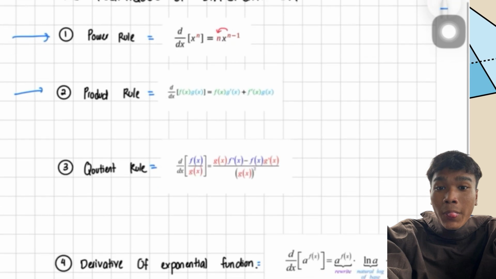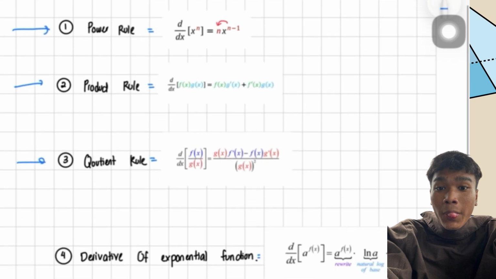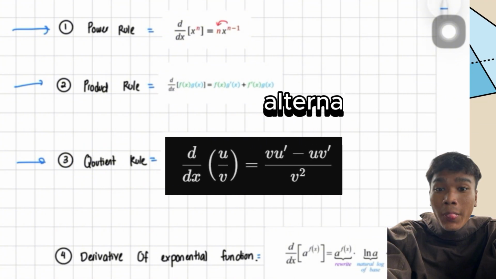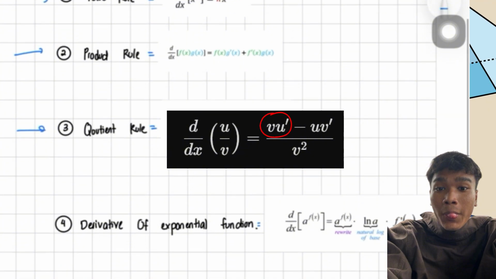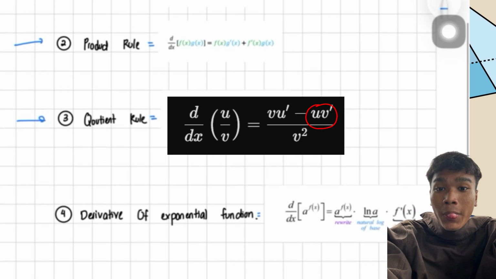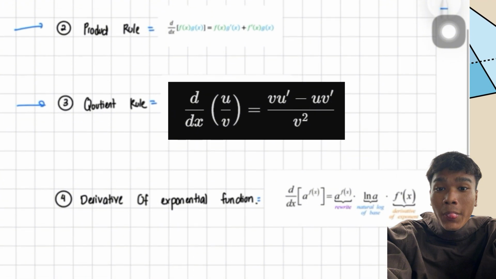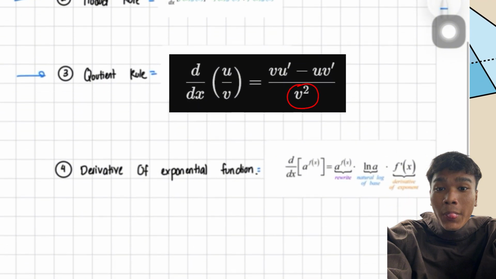Now we have the third rule, which is the quotient rule. The quotient rule is used when differentiating a function that is divided by another function. The derivative is found by taking the bottom function times the derivative of the top function, minus the top function times the derivative of the bottom function, all divided by the square of the bottom function.